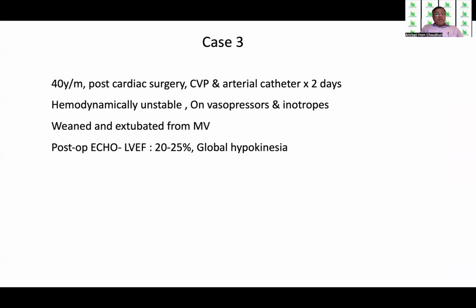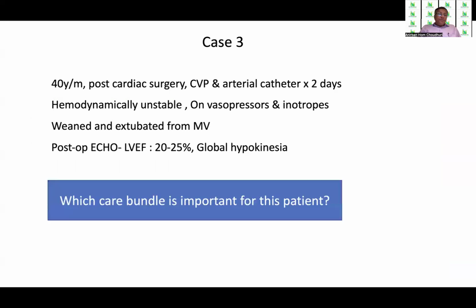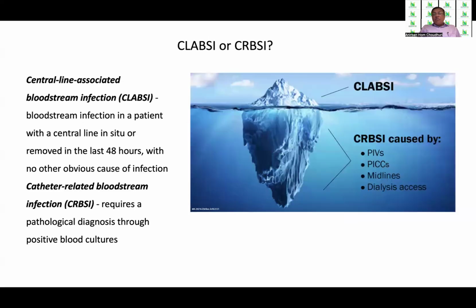Coming to case 3, a 40-year-old male post-cardiac surgery patient has had a CVP and arterial catheter for the past 2 days. The patient is hemodynamically unstable on vasopressors and inotropes. The patient has been weaned and extubated from mechanical ventilation, but could not be weaned from these vasopressors and inotropes. The post-operative echo shows an ejection fraction of 20 to 25% along with global hypokinesia. Now, which care bundle is important for this patient? We can see that this patient has CVP and arterial catheters, which are likely to remain considering the hemodynamic instability. Therefore, we have to be careful to prevent CLABSI or CRBSI in this patient.